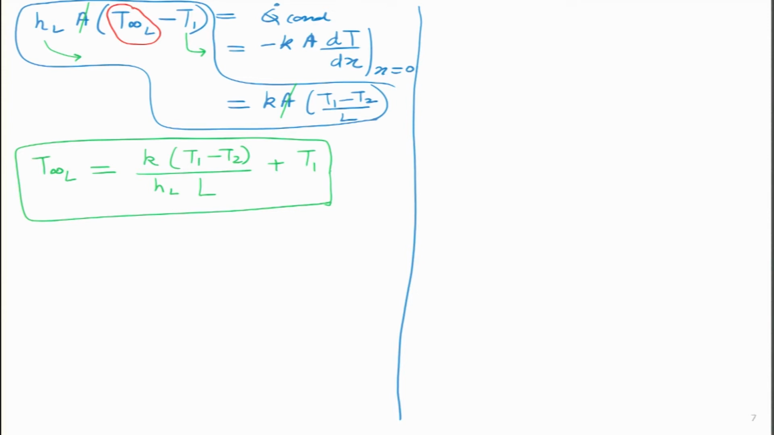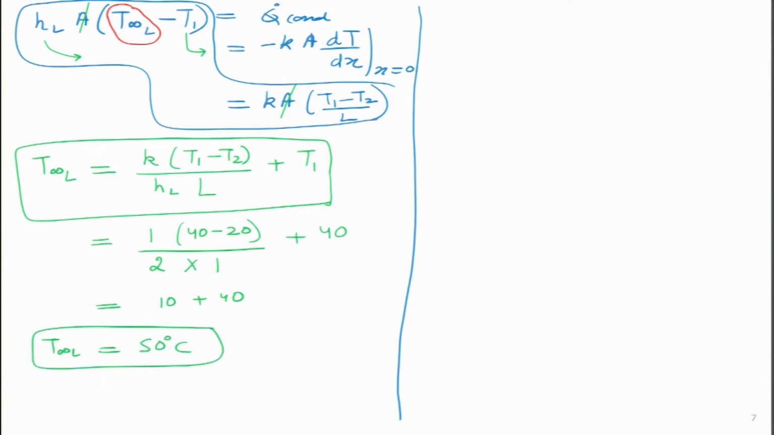I had all these values written down on the previous slide, so from memory I am going to write them again. K value we have taken as 1, T1 was 40 degrees, T2 we have taken as 20 degrees. If you remember, HL we have taken as 2 watts per meter square Kelvin, and L value was 1, and again T1 was 40 degrees. So, if you do this arithmetic, what we end up getting over here is 10 plus 40, which means T infinity L was 50 degrees centigrade. I hope this particular point is clear.